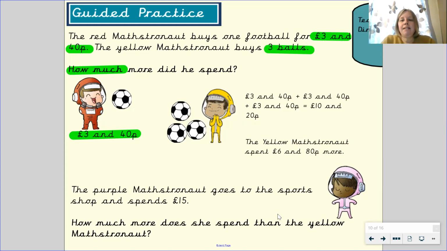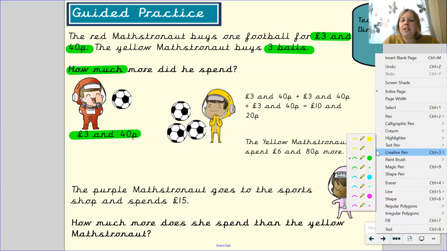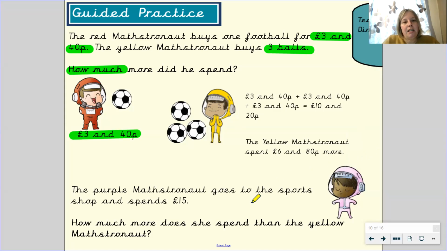So let's look at the next part of the problem. The purple astronaut goes to the sports shop and spends £15. How much more money does she spend than the yellow astronaut? So let's go to the problem and highlight the important information. The purple astronaut goes to the sports shop and spends £15. How much more does she spend than the yellow astronaut? Pause your video and try and draw a number line to work out the difference.